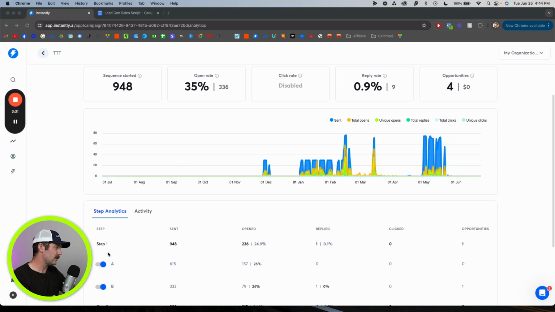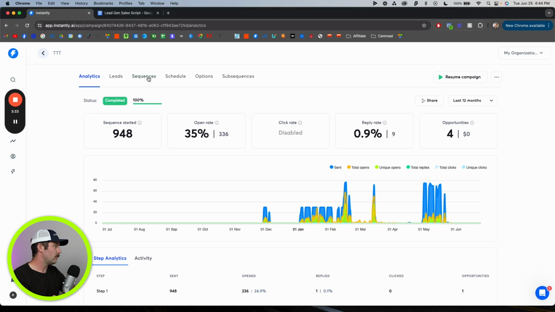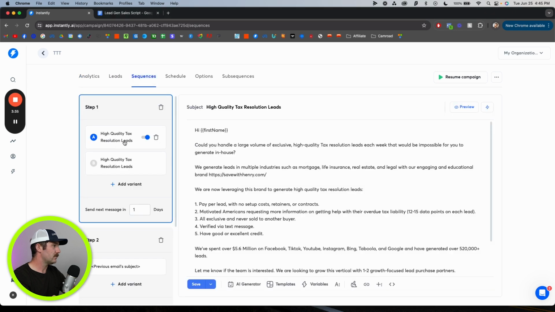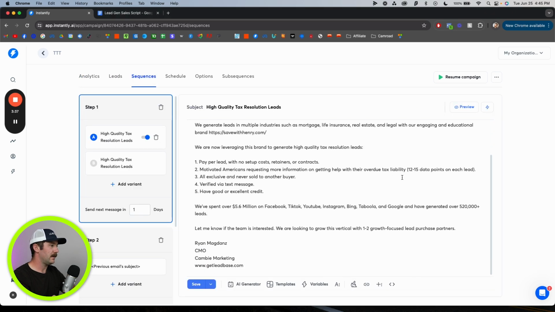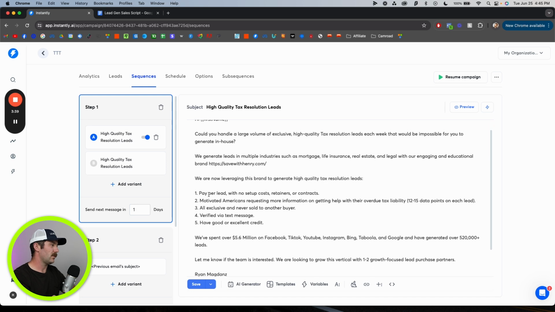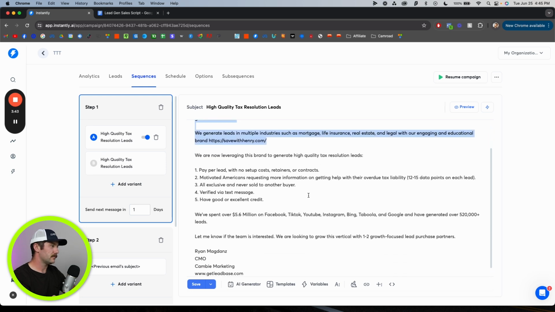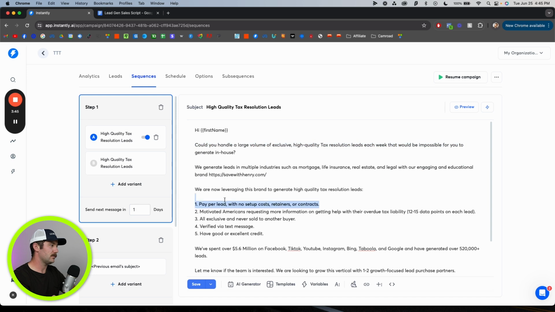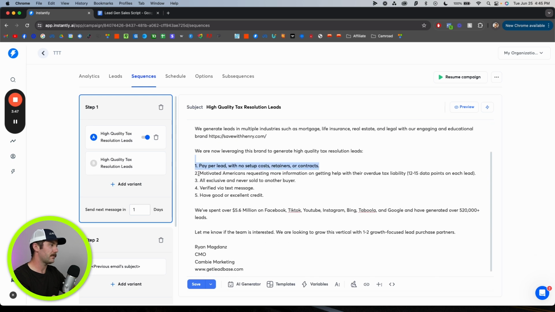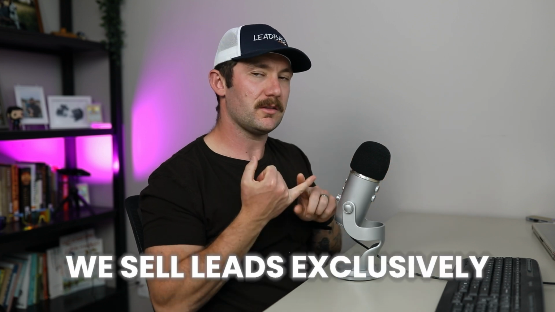If you want to manually do this, you could also just send emails manually. I'll give you an example of one of the emails that I have sent before. So this is one of our longer emails. I've got some shorter ones as well. An example: why work with us? We're pay-per-lead. There are no contracts. There are no setup costs. Again, the reason that people are going to be attracted to these leads is because we sell them exclusively.